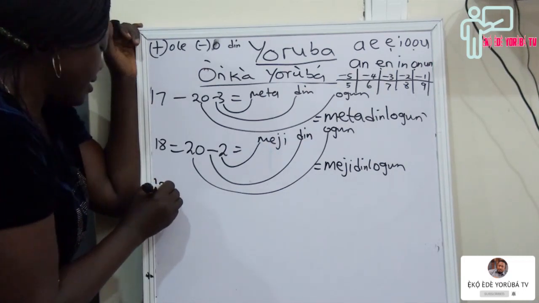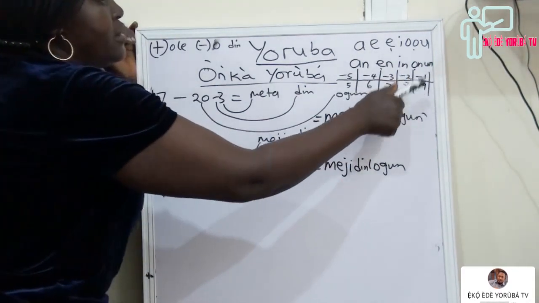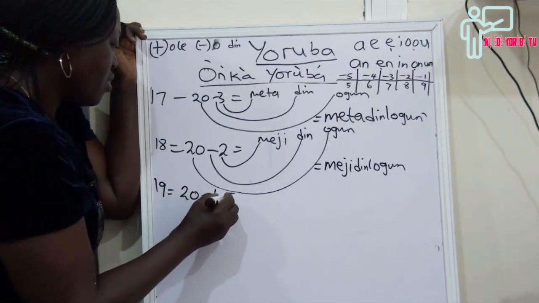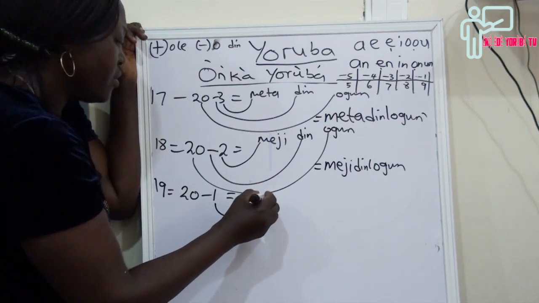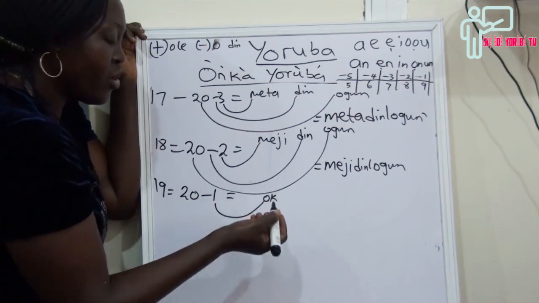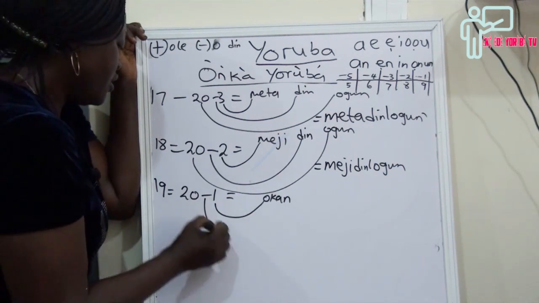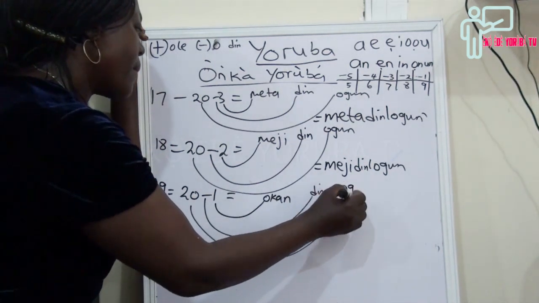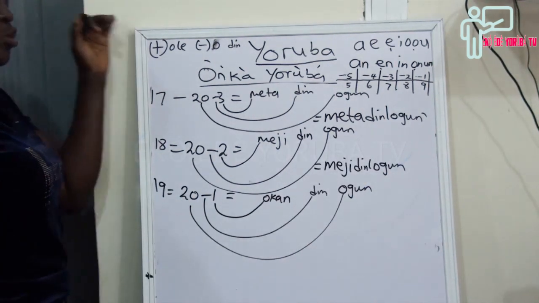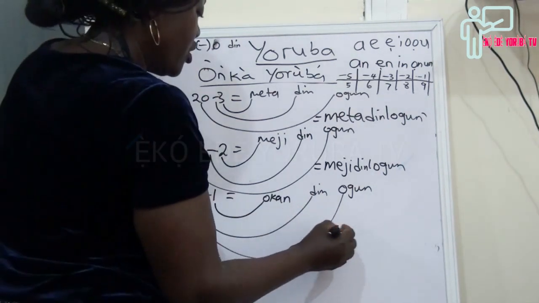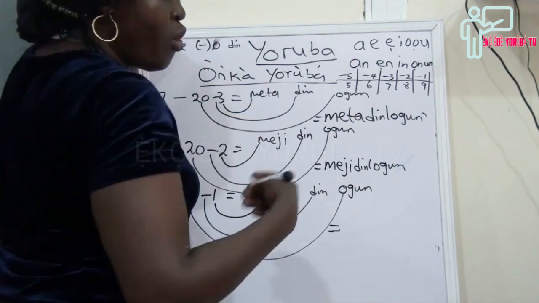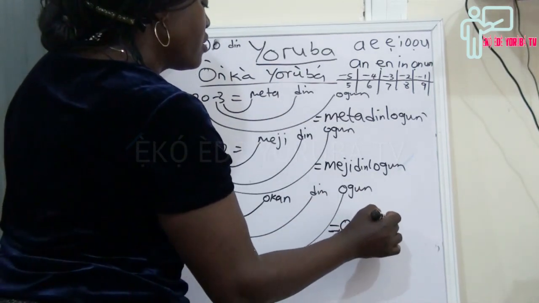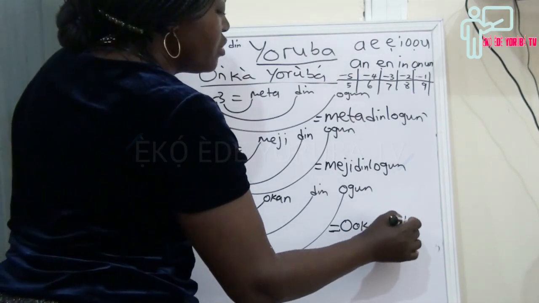So this one is now 19, which is 1 and 9 minus 1. So it will now be 20 minus 1. This is 1. Ọ̀kan, you can say ọ̀kan, you can say ìkan. Dín ogún. So it will now become ọ̀kàndínlógún.